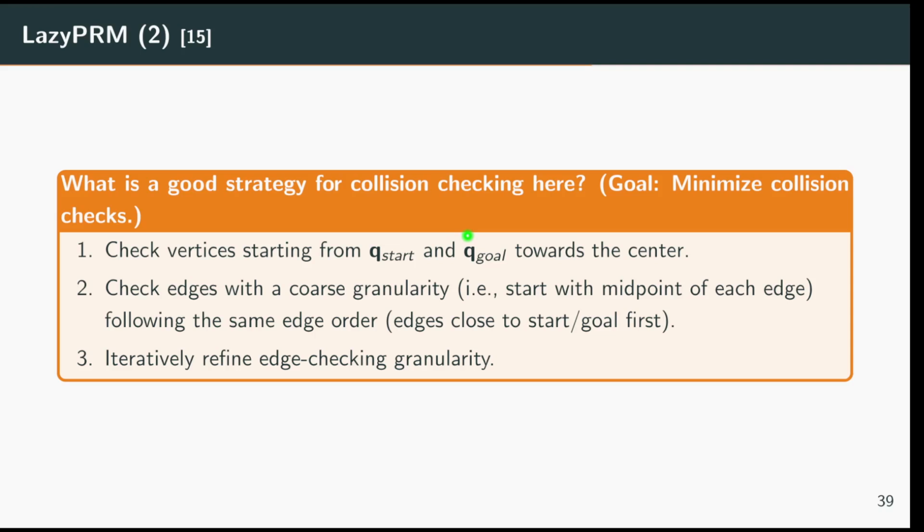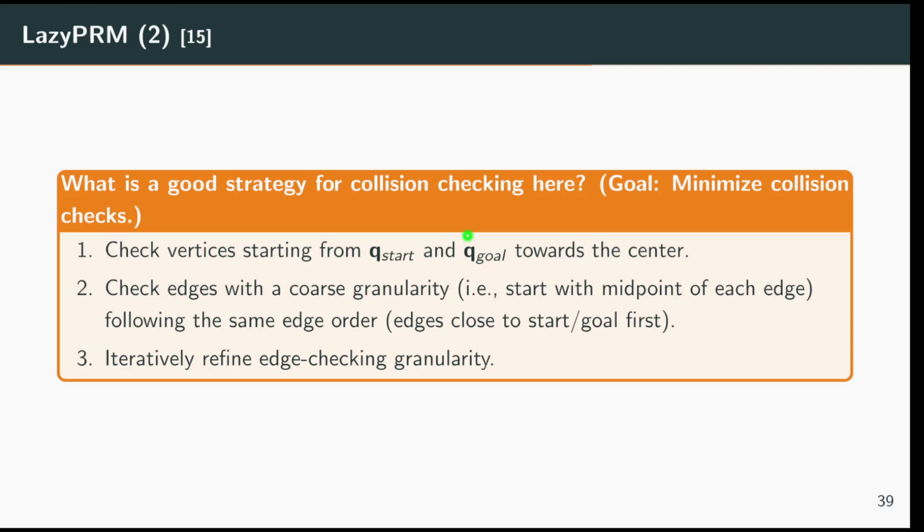So they basically start checking just vertices, but also by distance from the start and goals. So first start and goals, then the second ones, the third ones, and so on, going kind of inwards to the middle.